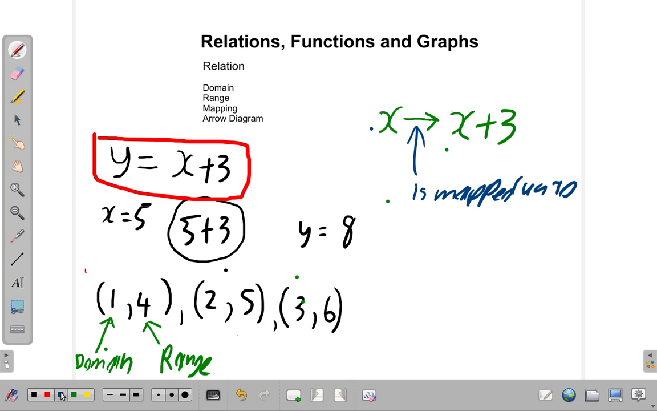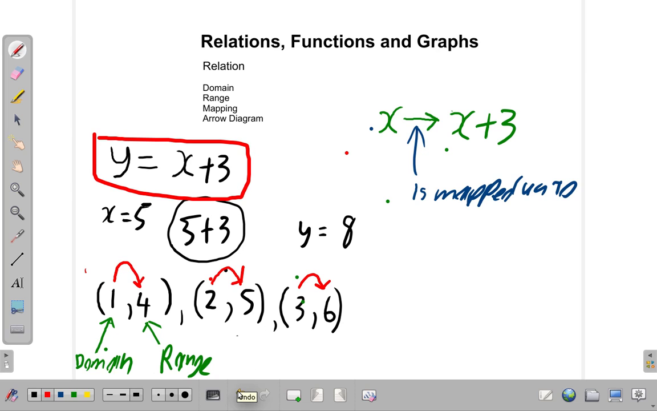What that means is you put in the x and you map it onto x plus 3. You put in 1, it is mapped onto 4. You put in 2, it is mapped onto 5. You put in 3, it is mapped onto 6, because the number on the left is mapped onto the number on the right, and what happened was the number on the left plus 3 gives you the number on the right. So you see that.